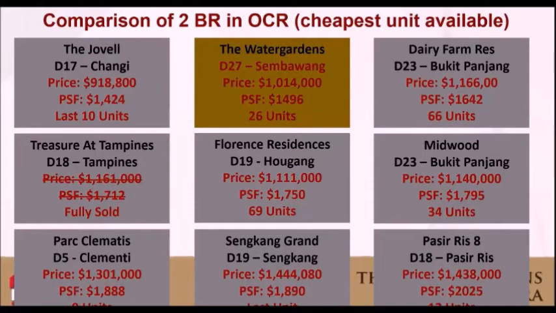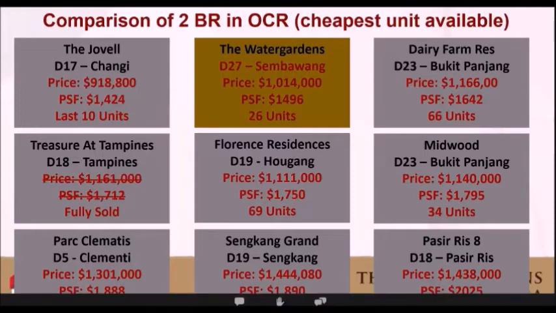But what about Watergardens? We are still very much attractively priced at below 1,005 PSF, at 1,496. And just now, Didi Kenny also showed how practical the layout for this 2-bedroom compact. In fact, look at the highest price of 2-bedroom in the OCR. That's Sengkang Grand, at a price tag of 1.444 million. Do you know that our 3-bedroom at Watergardens is below this price tag?